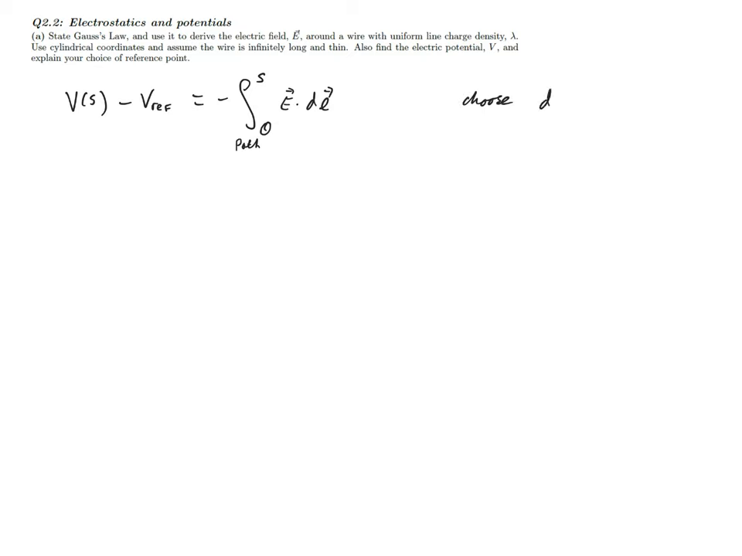So we're going to choose the path dl to be s hat along the ds direction. I better call this s primed because I'm already using s on the left-hand side of the equation. That's just a dummy index that we're going to integrate over anyway, so it doesn't matter too much. Okay, so now I have the integral from some reference point to s of E_s of s primed ds primed. I've contracted out the vectors: I had s hat dot s hat equals 1.